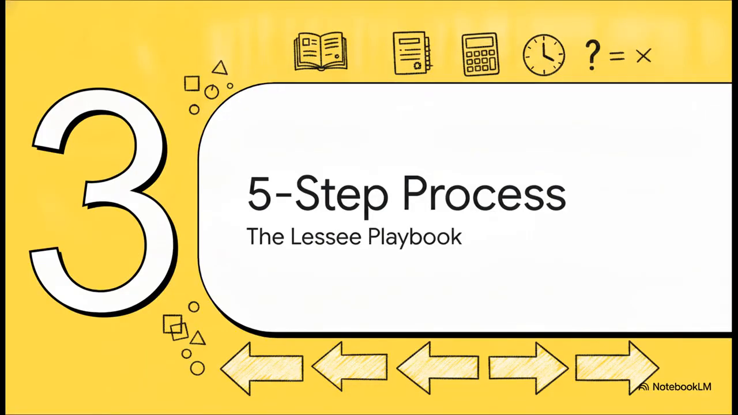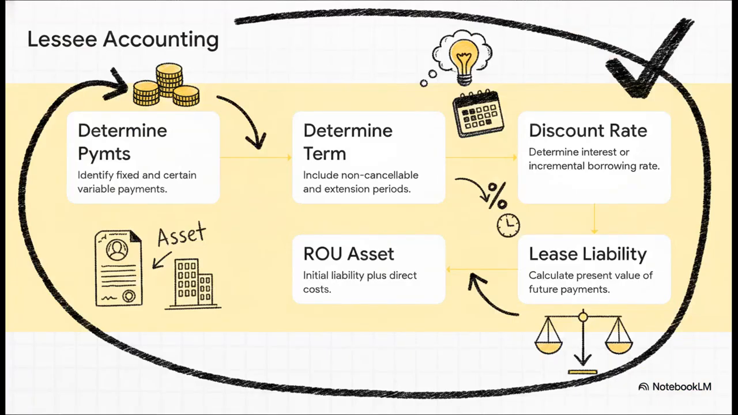Okay, moving on to Section 3, the five-step accounting process, which is basically the ultimate lessee playbook. This framework gives us a perfect systematic checklist. Step 1, isolate your exact lease payments, which includes fixed and certain variable ones. Step 2, determine your exact lease term and make sure you include any extensions you're reasonably certain you'll actually use.